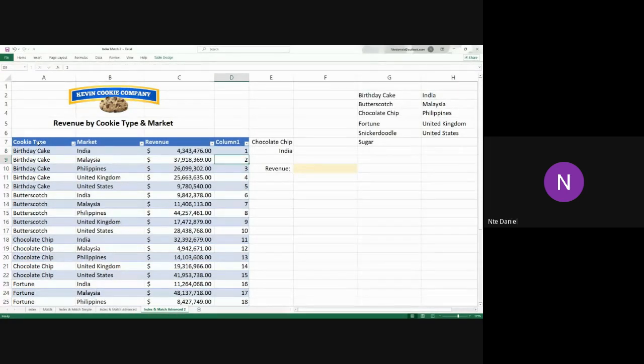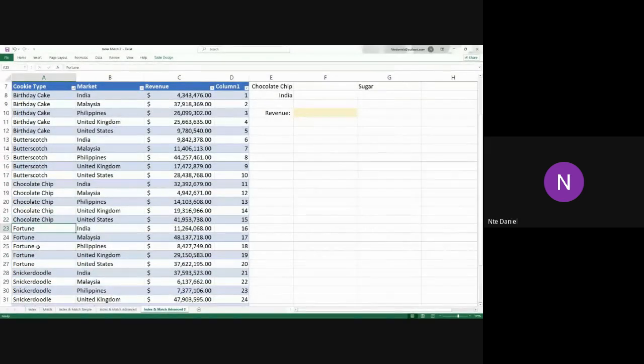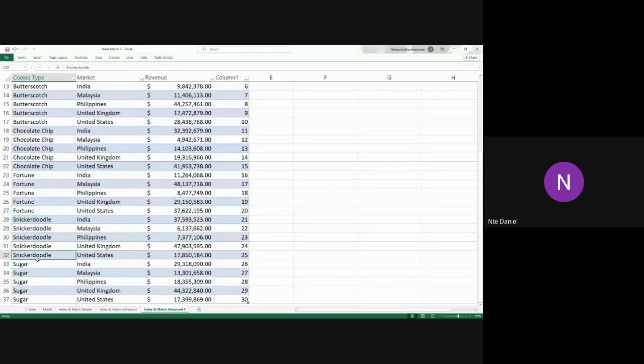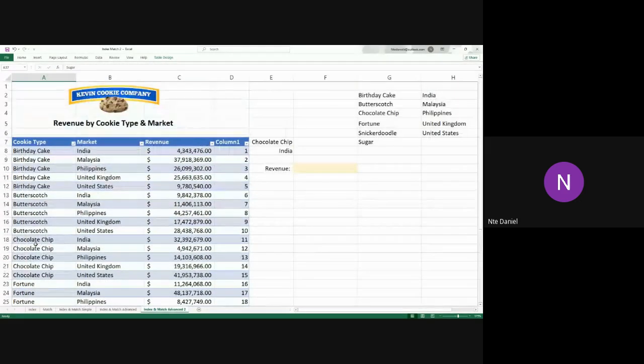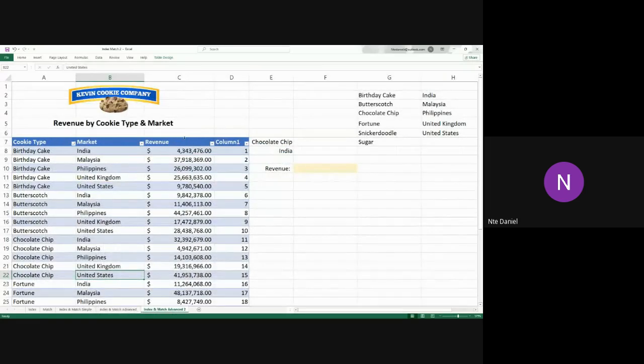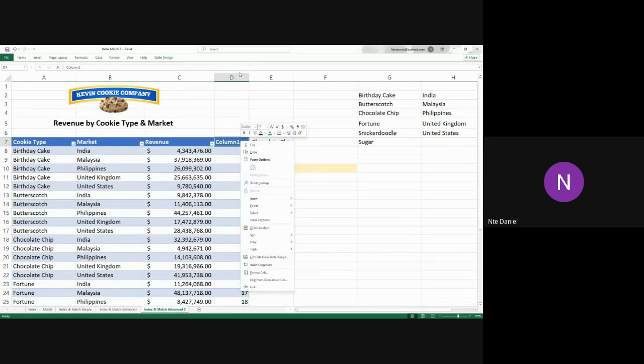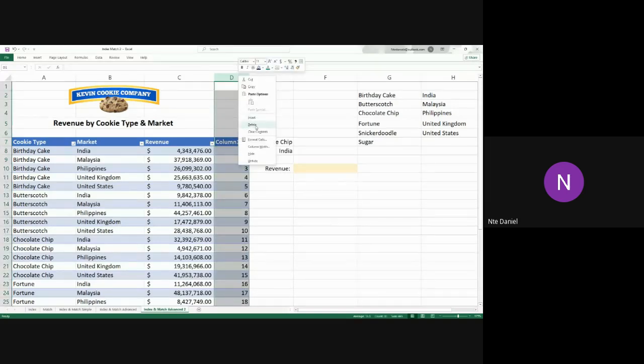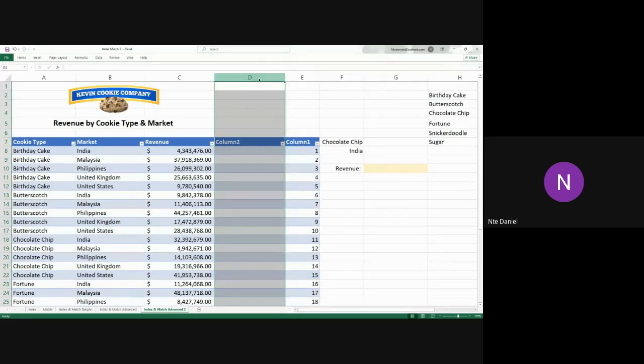So in this case, you can see here we have multiple of the same. You can see each cookie here is duplicated, right? Together with the market as well, we have their respective revenues here, right? I was the one that put this one here. Let me just delete it. This isn't supposed to be there.